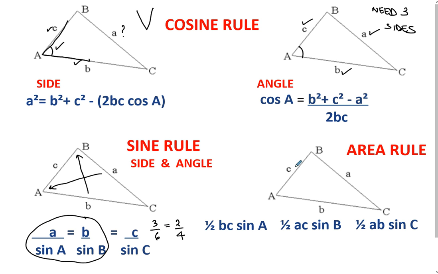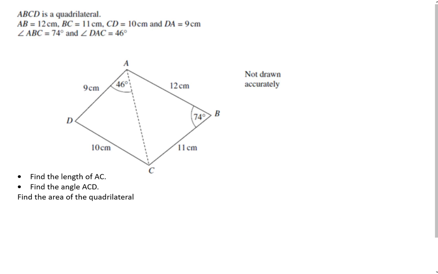And for the area rule, you need a V again. So it'll be half BC sine A, or half AB sine C, or half AC sine B. So as long as you've got your V. Okay, let's do some questions.